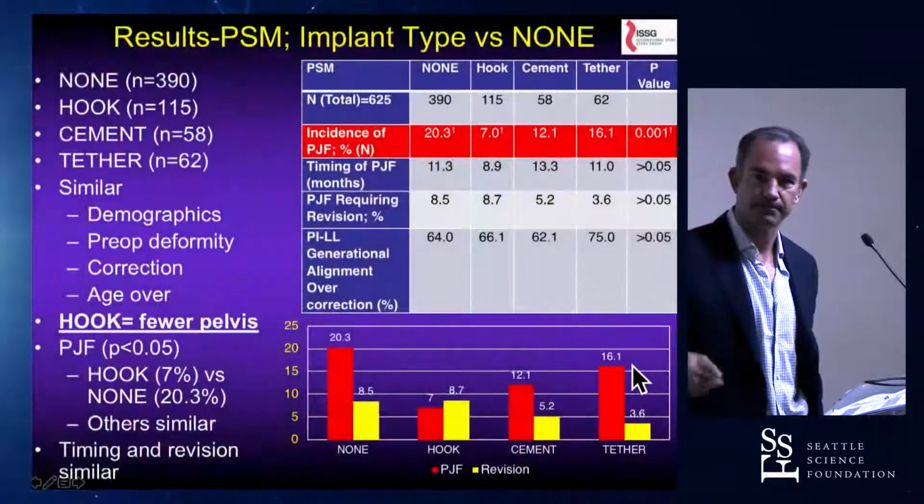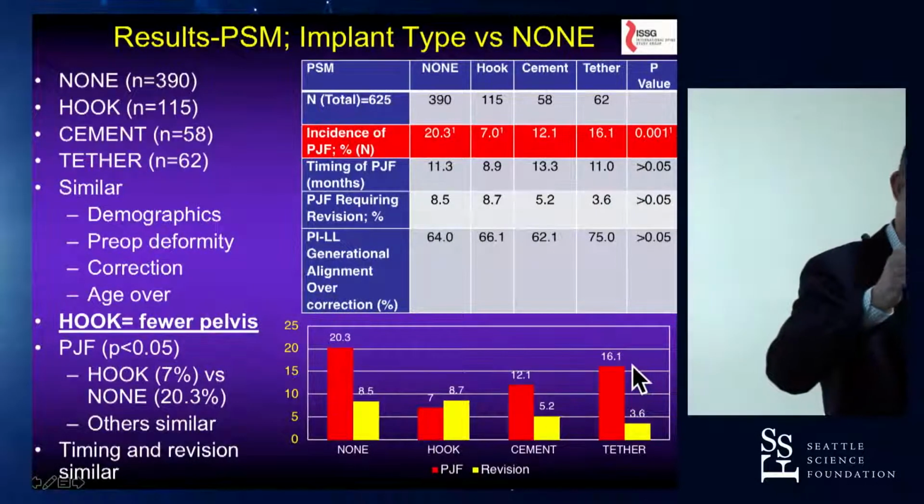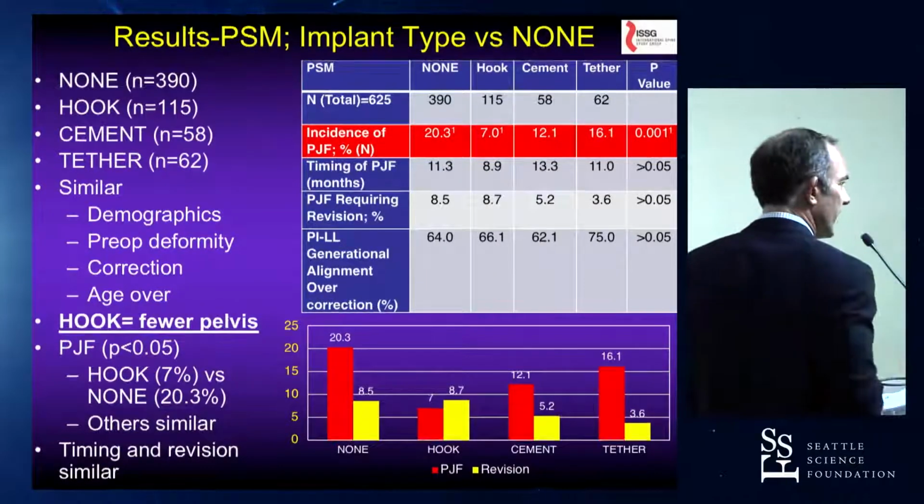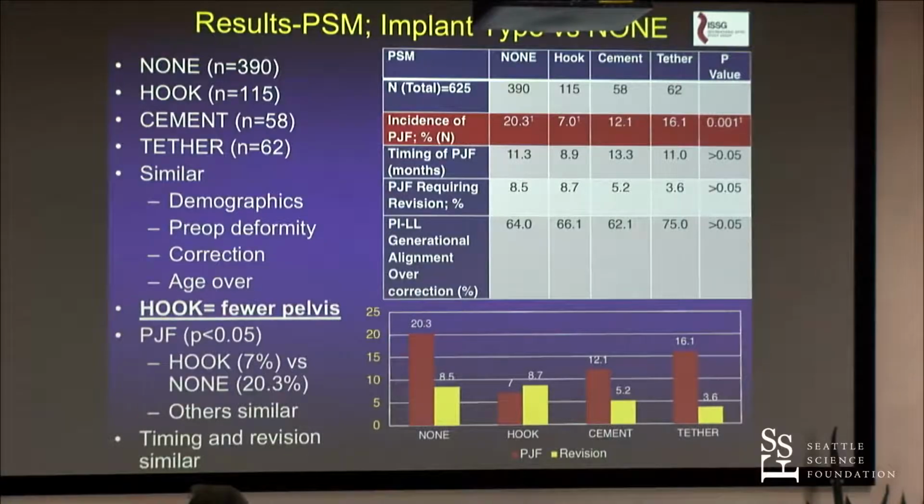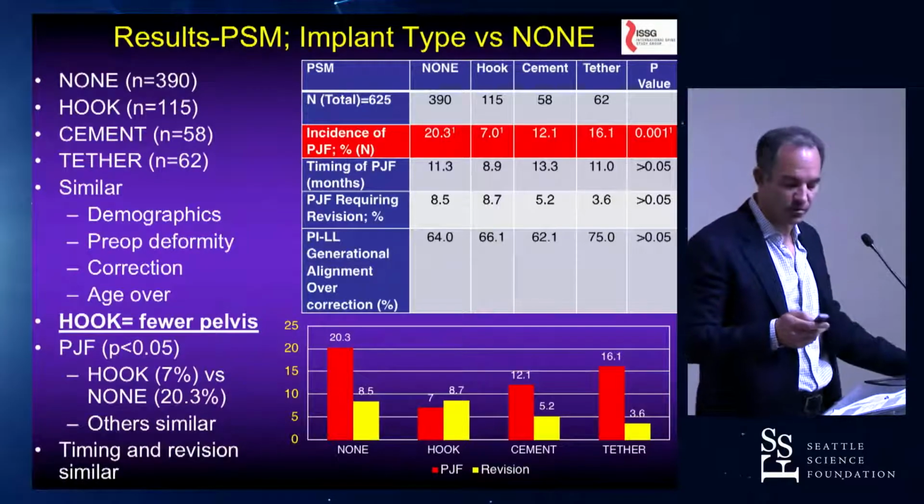They're all lower. Hooks perform the best, but we think that's an N problem. Namely, we think that the cement and the tether groups were not powered enough to do it. But I think what it's showing us in general is that implants work.